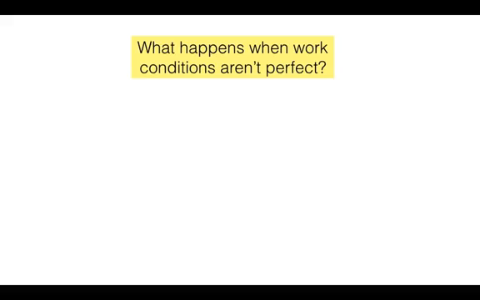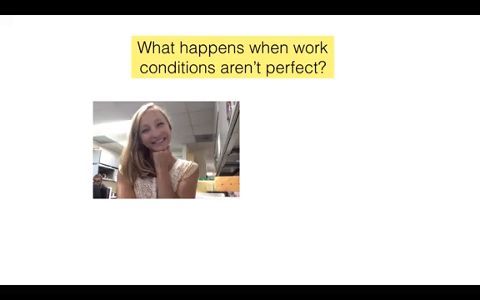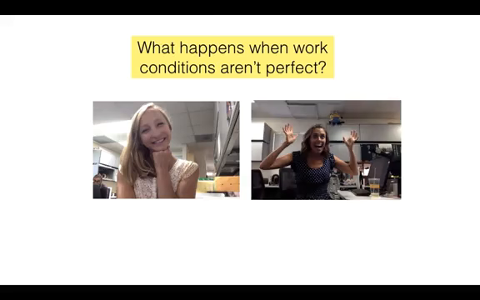Okay, let's look at some examples. What happens when work conditions aren't perfect? Emily and Jake are co-workers. Lately, there have been some problems at the office that have made it hard to get any work done. Let's see how Jake and Emily react to the problems that arise. The context and example sentences will help you to understand the meaning and use of these prepositional phrases.